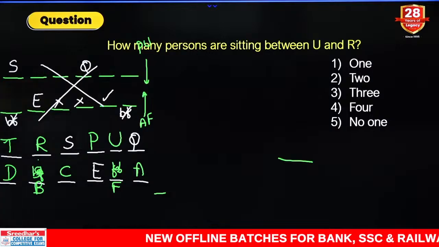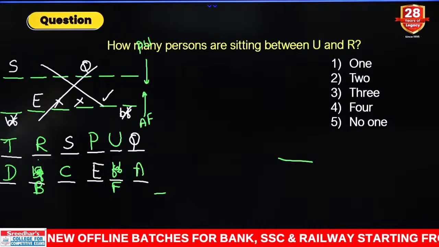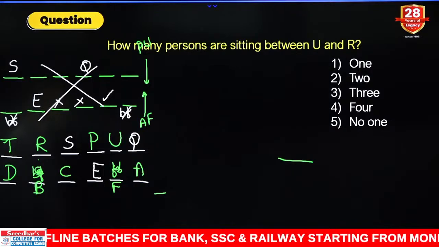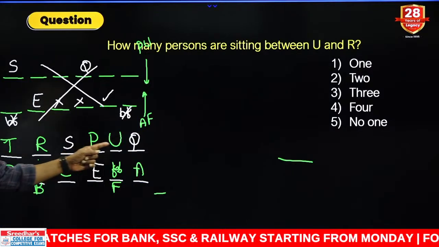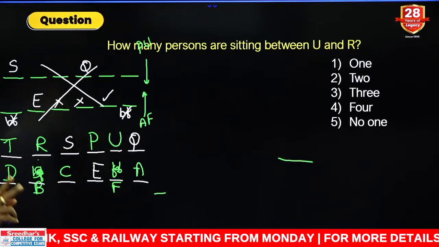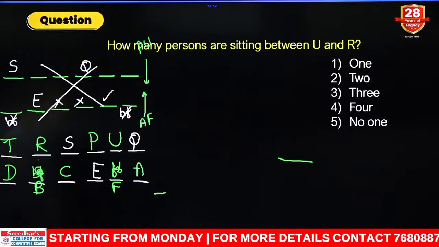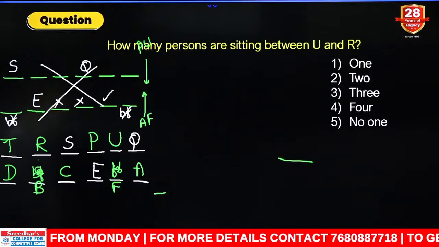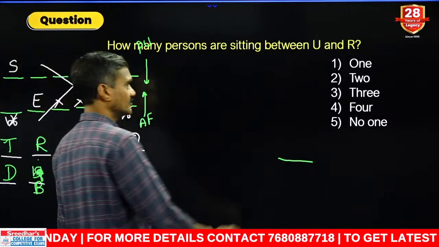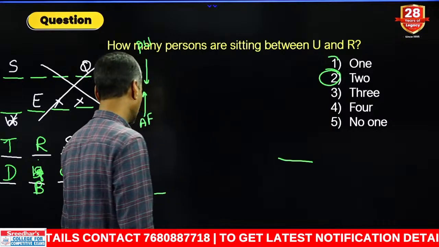How many persons are sitting between U and R? Now in between U and R, how many persons are seated? Now U is here and R is here. How many people are there in between these two? 2. And it is given in choice 2. Okay, good. Now there are only 2 people between U and R. That is choice 2, question number 8.